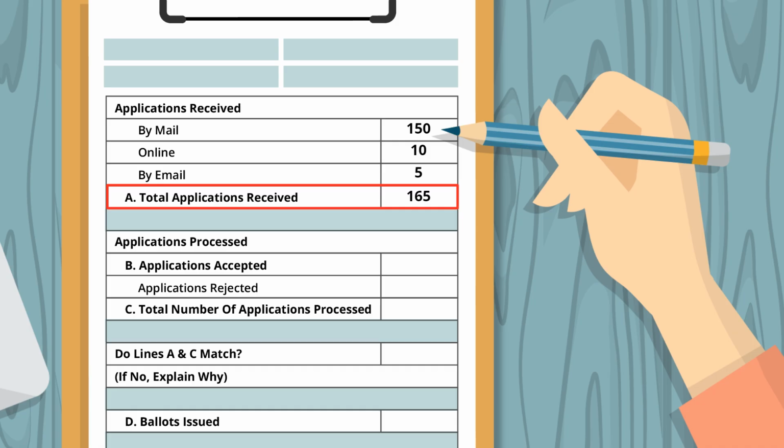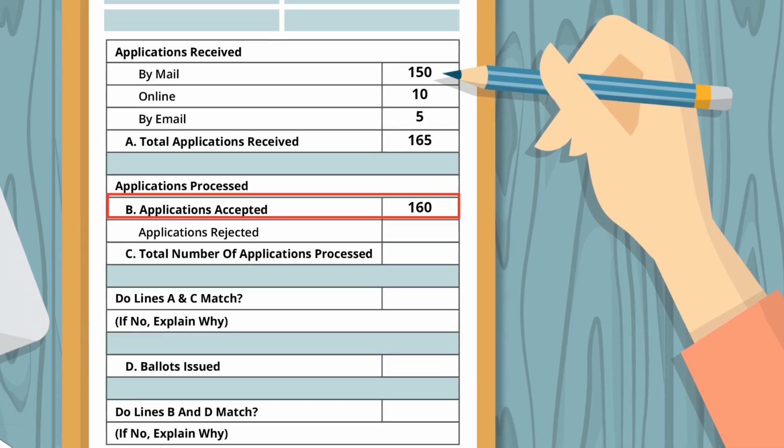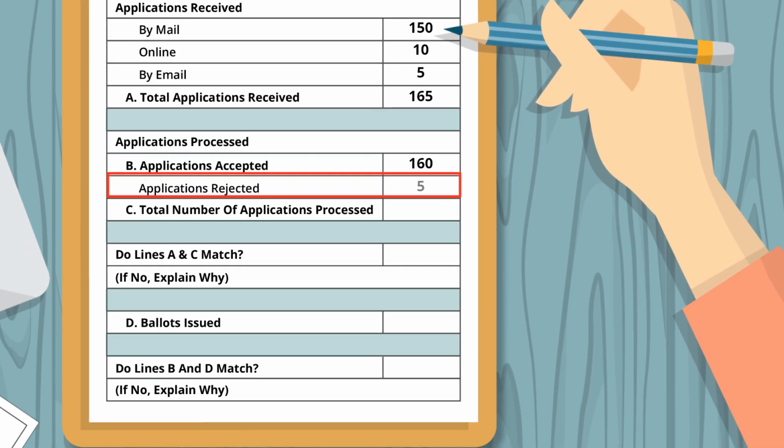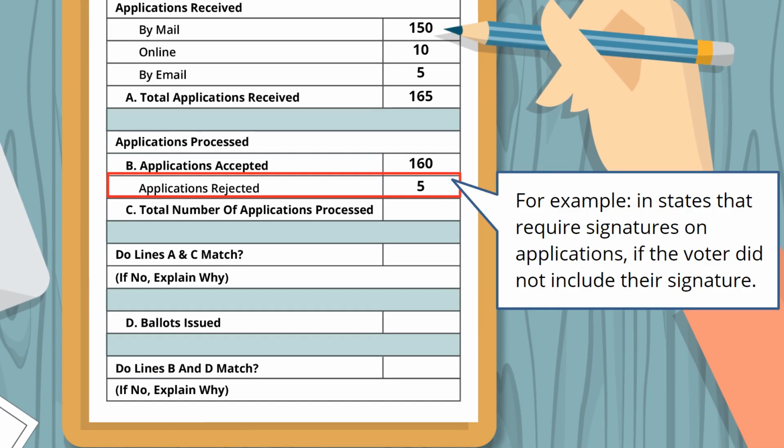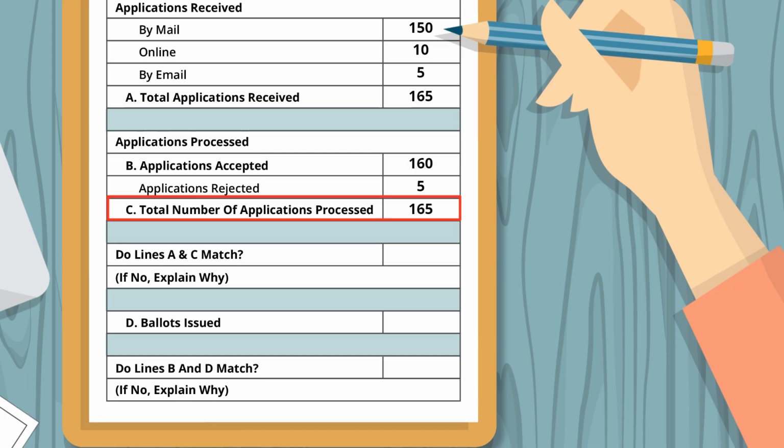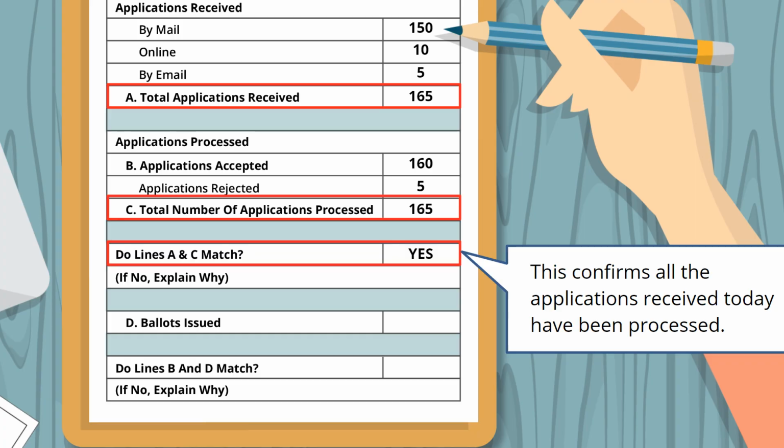Record the number of accepted applications, which should result in a ballot being issued to the voter. Count the number of rejected applications, for example, applications where the voter did not include their signature. When added together, 165 applications were processed in total. Finally, compare lines A and C to make sure that the numbers match. This confirms all applications received today have been processed.